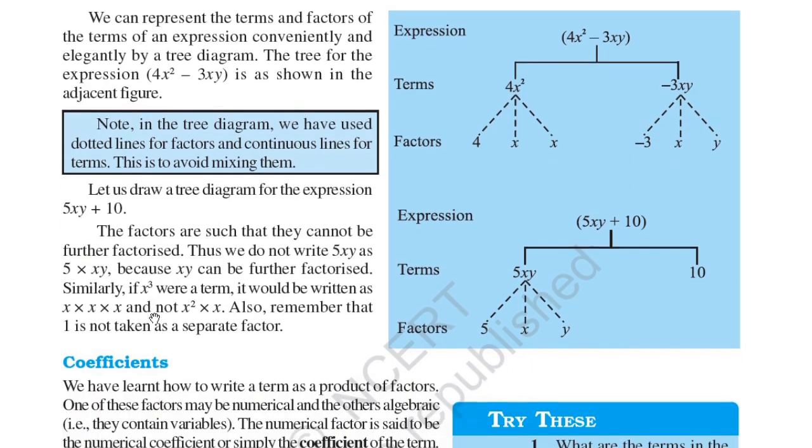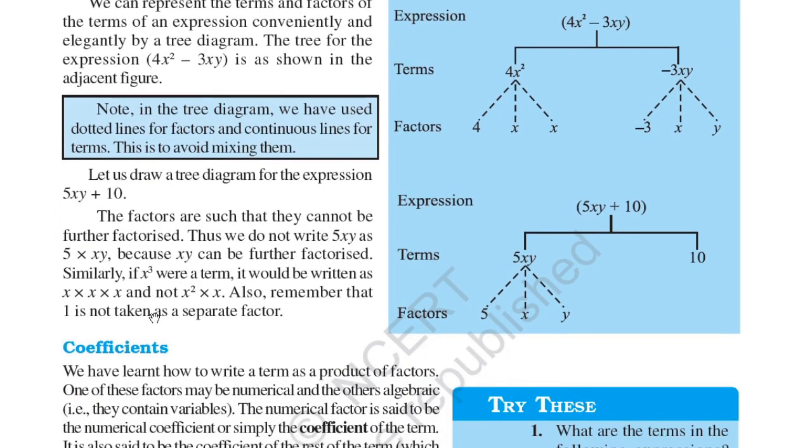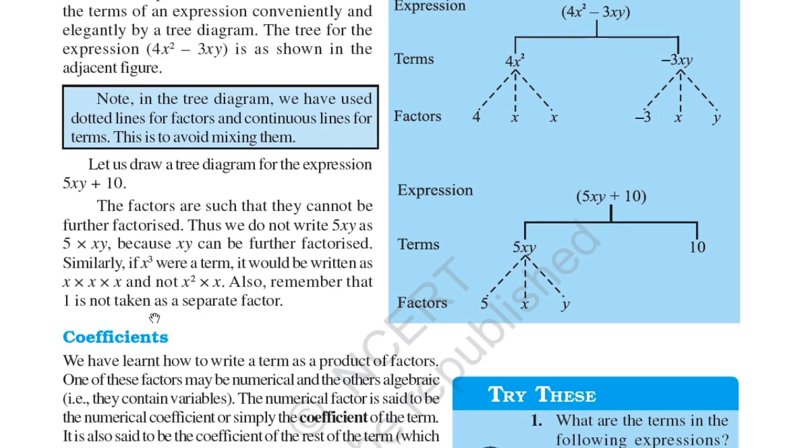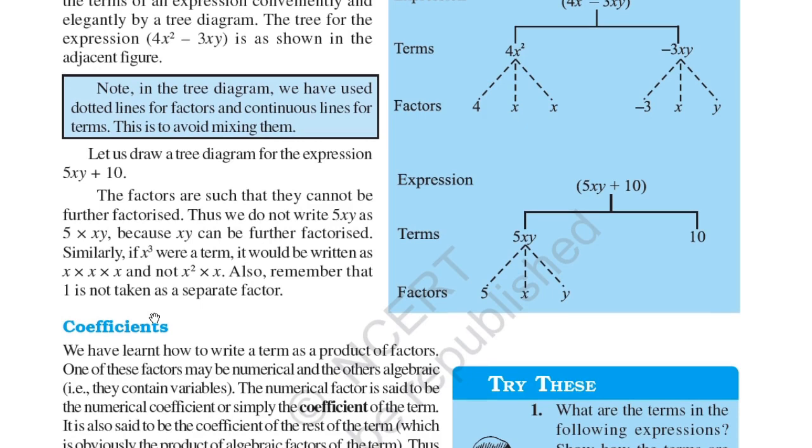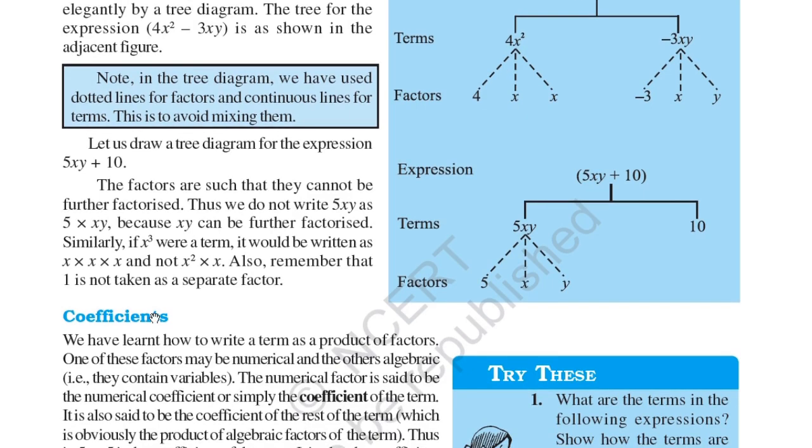We have seen that the factors are such that they cannot be further factorized. Thus we do not write 5xy as 5 into xy, because xy can be further factorized. Similarly, if x cube were a term, it would be written as x into x into x, and not as x square into x. Also remember that 1 is not taken as a separate factor.